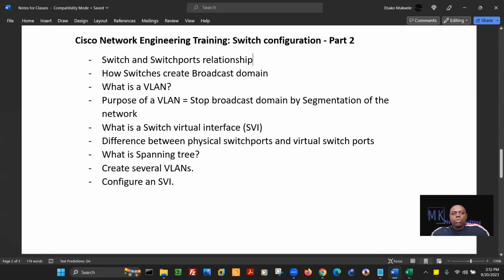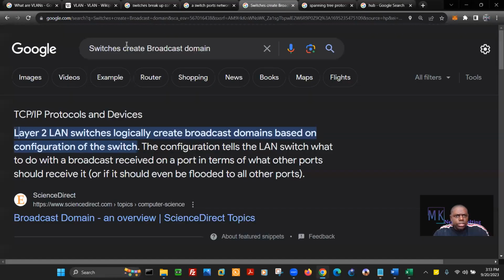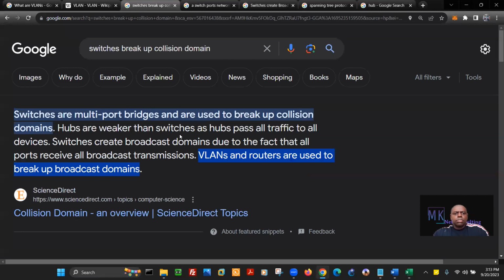Now, let's go a little bit forward when we talk about how switches create broadcast domains. Again, we just explained that they create broadcast domains by just blasting the information all across the switch. They just take it from here and send it there, take it from here and send it there again. That's what it is. But there's a solution for this. I'm gonna go back to my little search here. If you notice, do you see this part that is highlighted?